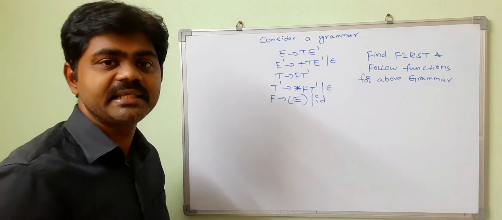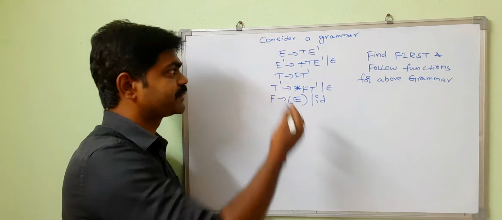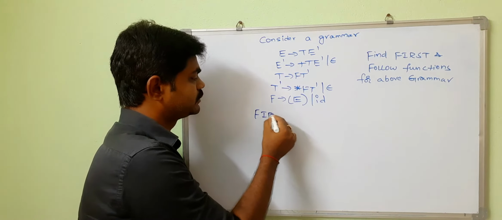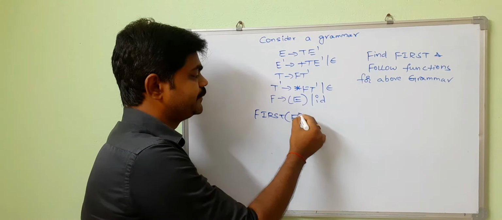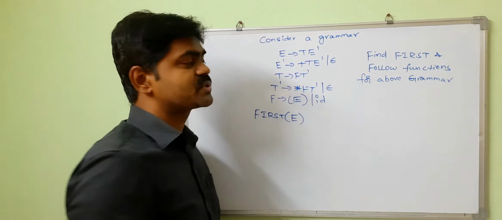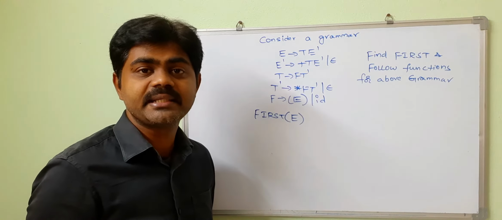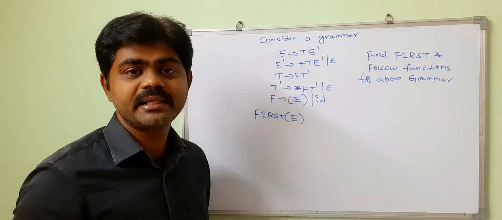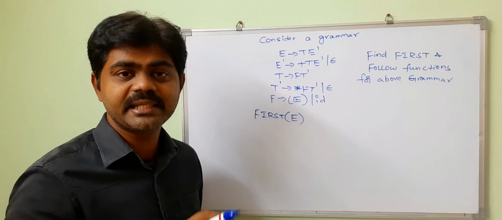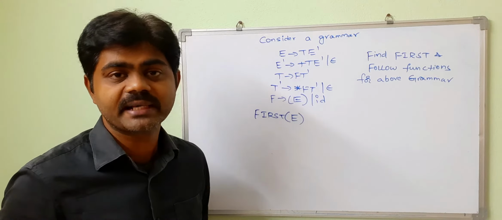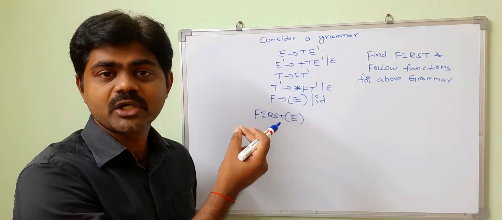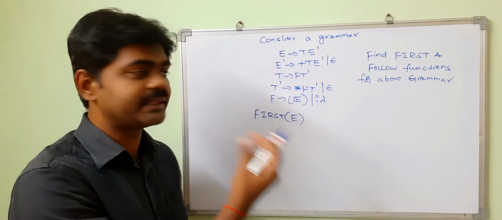For example, if you want to find first of capital E, why? Because the starting symbol is capital E. So check the first production here. On the RHS we encounter a non-terminal, that is capital T. That's not a terminal, right? So what should we do? Then we should go to the production of capital T, which we have in our grammar. So first of E equals, we encountered a non-terminal capital T, so we go to capital T.